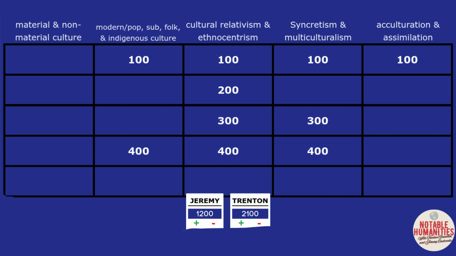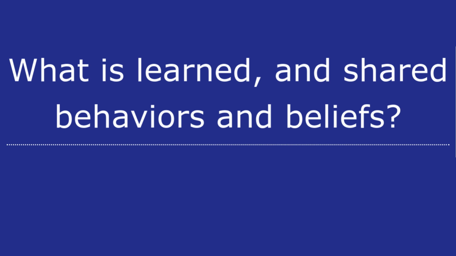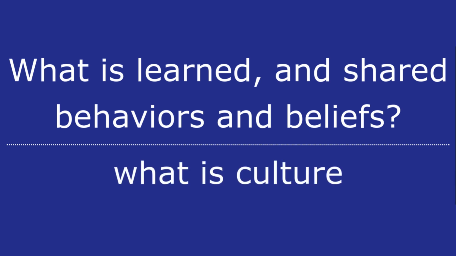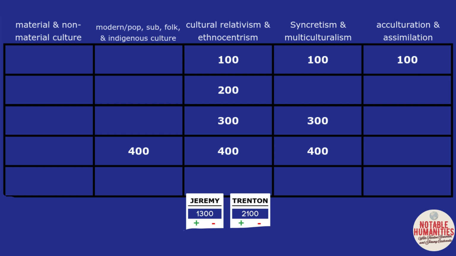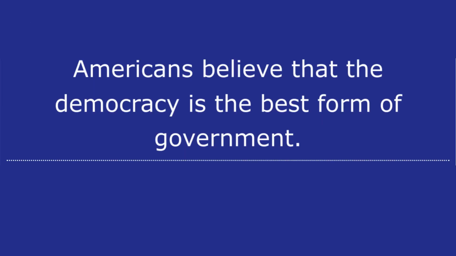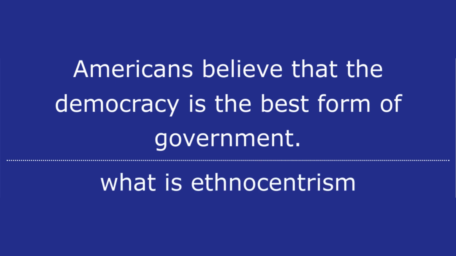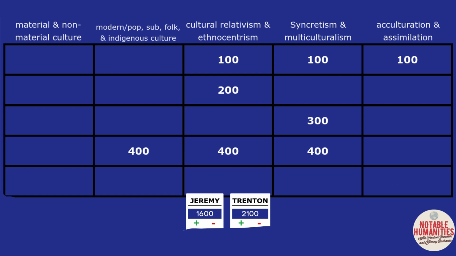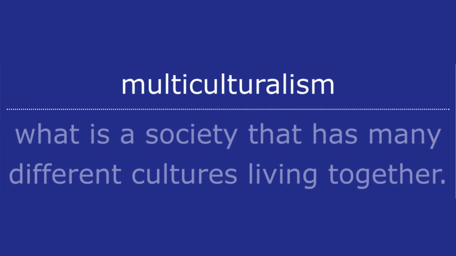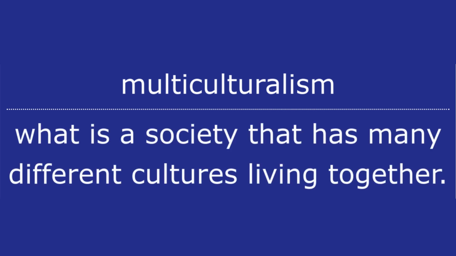Modern, pop, sub, folk, and indigenous culture for 100. What are learned and shared behaviors and beliefs? What is culture? Correct. Cultural relativism and ethnocentrism for 300. Americans believe that democracy is the best form of government. What is ethnocentrism? That's right. Syncretism and multiculturalism for 100. Multiculturalism. What is a society that has many different cultures living together? Correct.